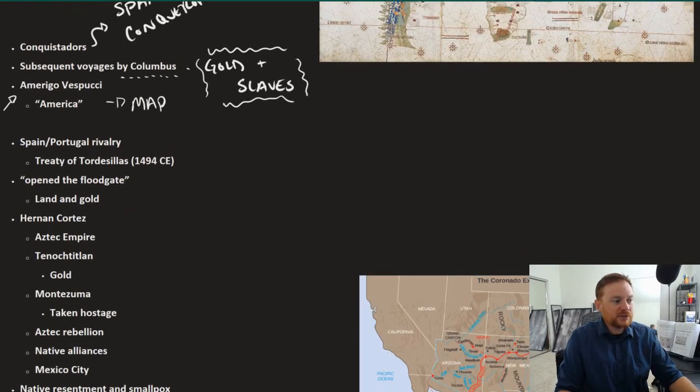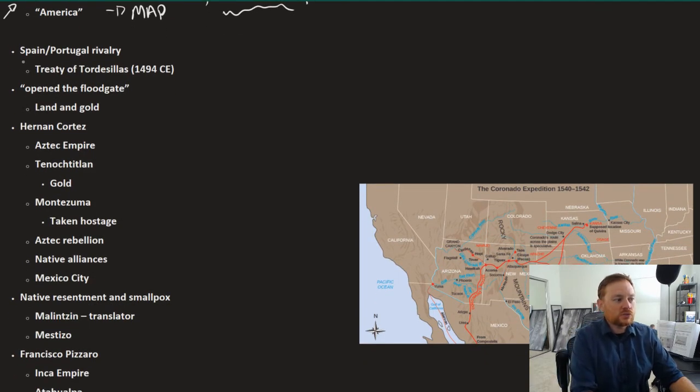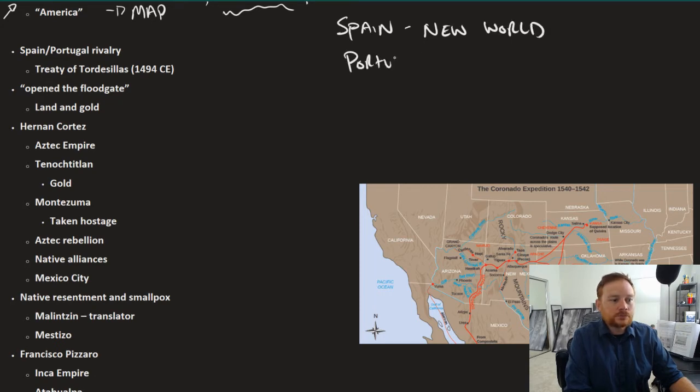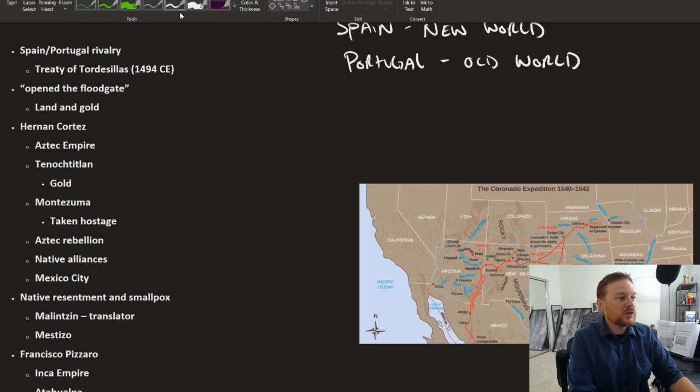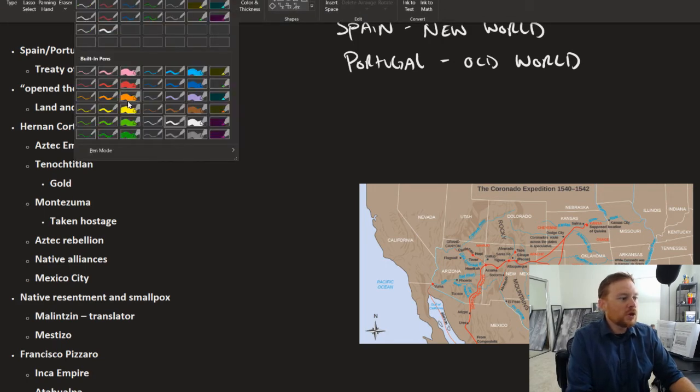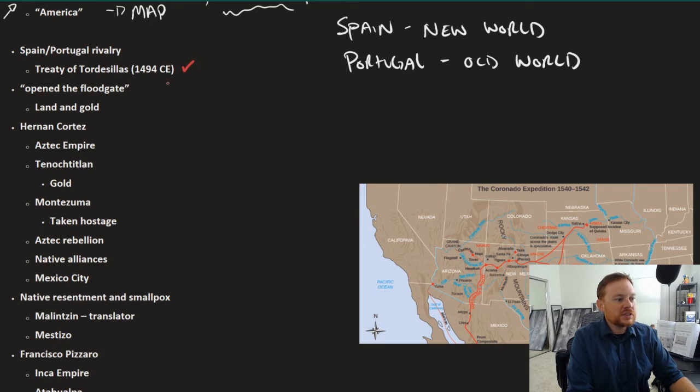And so in the aftermath of this, you essentially had this rivalry between Spain and Portugal. Spain, even though they didn't find what they were initially looking for, did have a source of wealth in the New World. Portugal did find what they were looking for, had a source of wealth in the Old World. And the two, for the most part, were satisfied with their findings. And so the two agreed to a treaty with one another known as the Treaty of Tordesillas. So this is a treaty between Spain and Portugal.